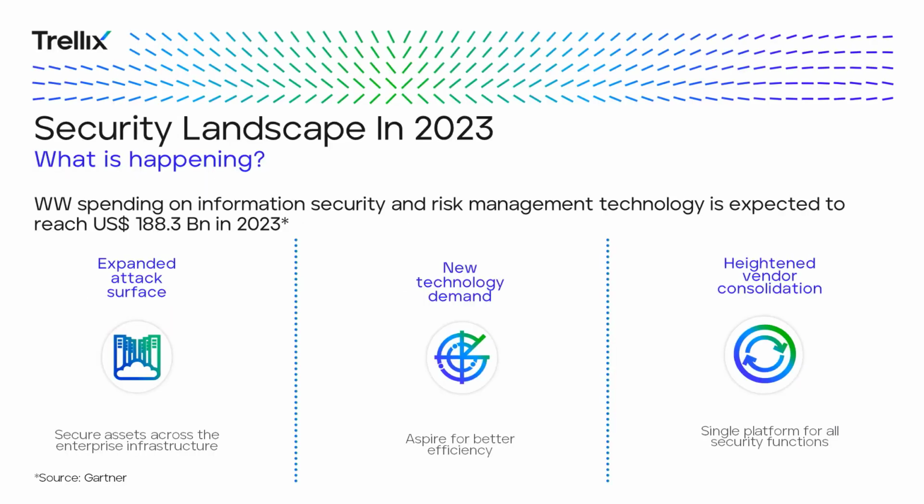Let's have a quick look at the security landscape in 2023. Now, what is happening? We all know that the attack surface has expanded, and with the expanded attack surface, there is a need to secure assets across the enterprise infrastructure, which could include and will be impacted by cloud adoption, IT-IoT convergence, remote working, and third-party infrastructure integration. Now, if not addressed properly, this will make organizations more vulnerable to attacks.